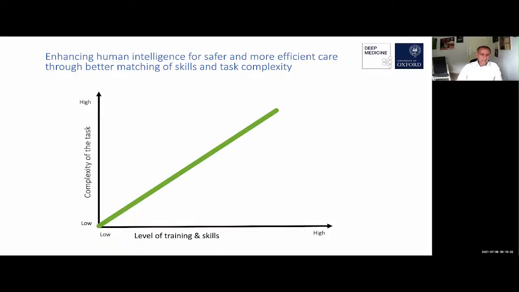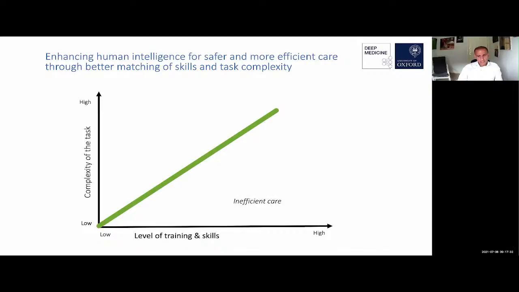A way to look at how those tools can enhance decision making and improve the quality of care is to look at the system of healthcare delivery in this two-dimensional space as presented here, where on the x-axis we've got the level of training and skills of individuals from low to high for performing a particular task, and on the y-axis, the complexity of the tasks from low to high. Ideally, what one wants in an efficient system is to have the tasks and training matched with the complexity of the task, so to be ideally in that green zone.